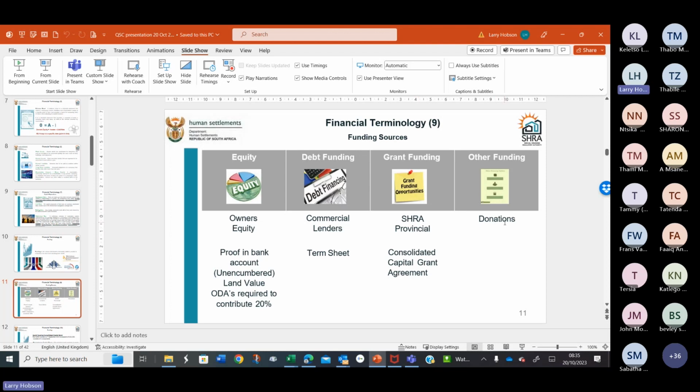Other forms of funding, well, if you get donations, you'd have cash, and then that would be recognized as equity as well. It would probably come into your reserves. You'd account for it as a reserve.